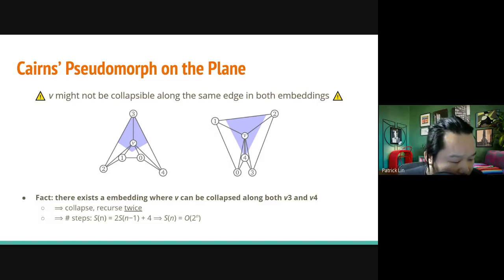And then at this point, Cairns gave an argument that said, once we have a pseudomorph, there exists a construction that gets you to an actual morph. The problem with this construction is that it's not really computable. It can involve some fairly complex algebraic curves that in general are not very nice for computational representations. But again, Cairns was just interested in existence, so whatever for him.